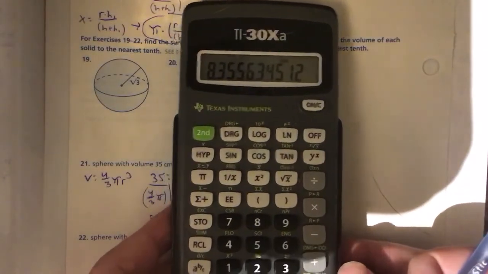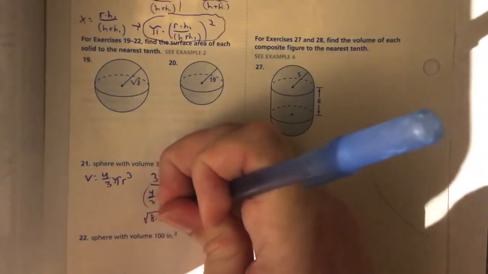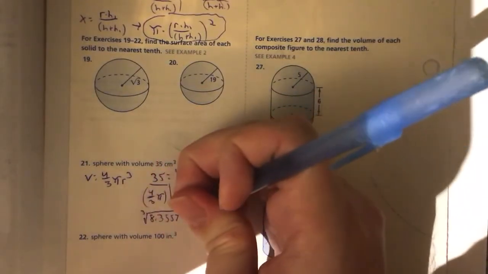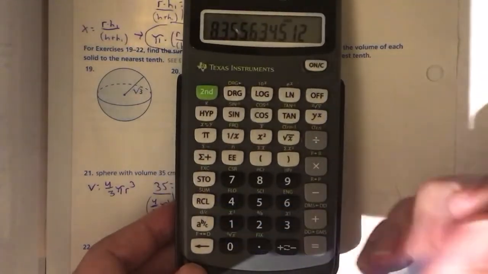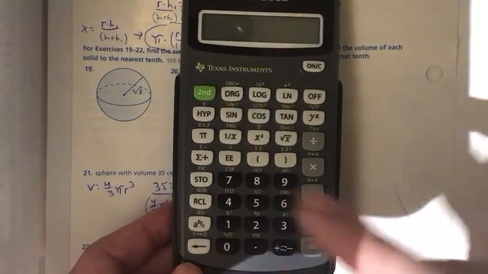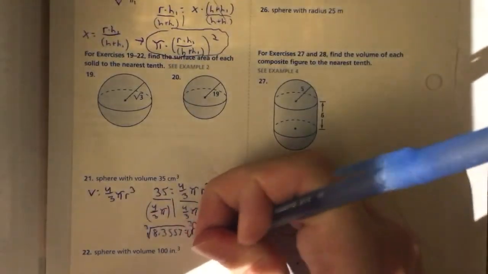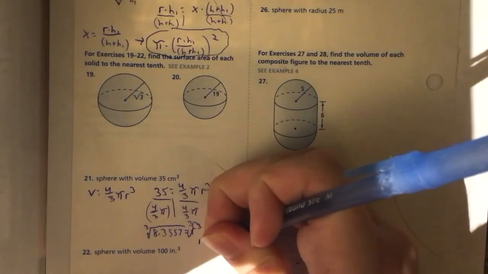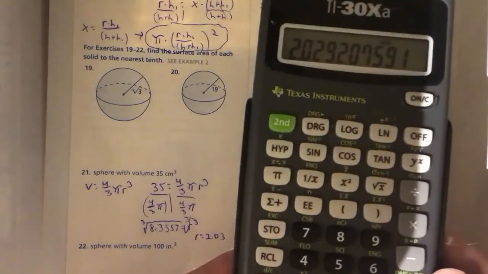So to figure out the actual radius, I need to take the cube root of each side. Because when it's squared, I do the square root, so when it's cubed, I do the cube root. On the calculator, I just hit the cube root button, that's second, then 0, and that gives me 2.029. I'll just say 2.03. To the nearest tenth, it'd be 2.0.